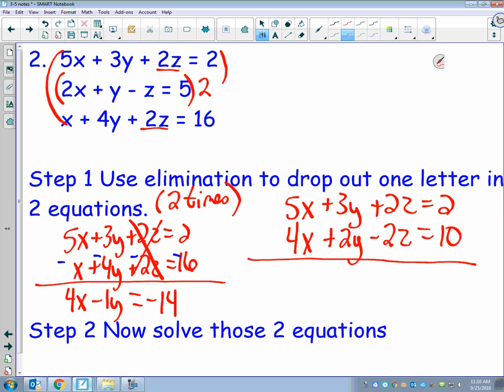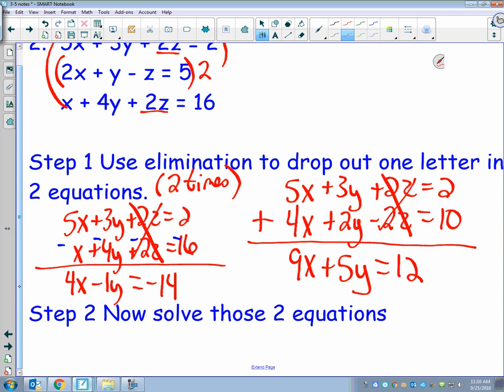And on this one, look at the signs. Plus and minus 2z automatically cancel out. So that means I'm adding these two equations. So that's just going to be 9x plus 5y equals 12. I haven't really solved anything yet, but I have gotten rid of the z, right?